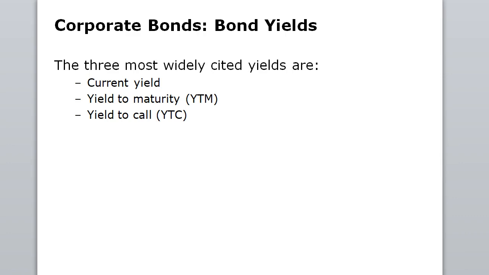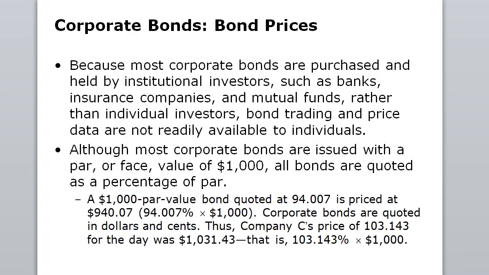Okay, so the three most widely cited bond yields are current yield, yield to maturity, and yield to call. When we talk about bond prices, because most corporate bonds are purchased and held by institutional investors such as banks, insurance companies, and mutual funds, rather than individual investors, bond trading and bond prices are not readily available to individuals like stocks. Stock prices you can find all over the web all the time, very easy to find, but bond prices not so much.